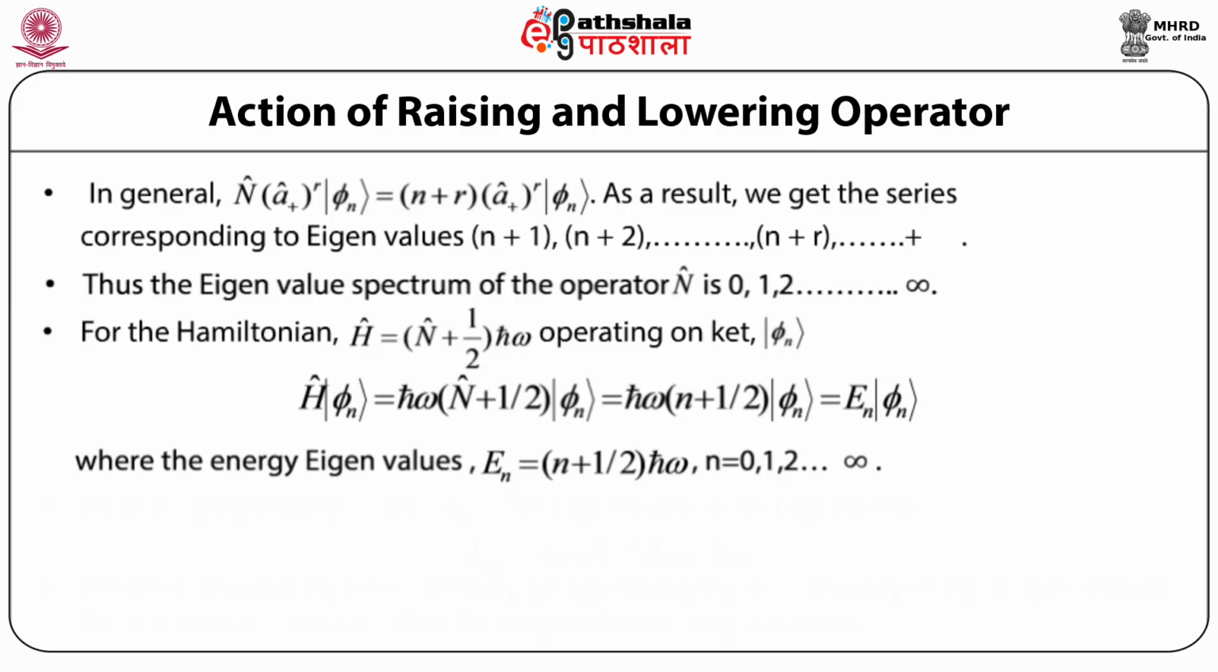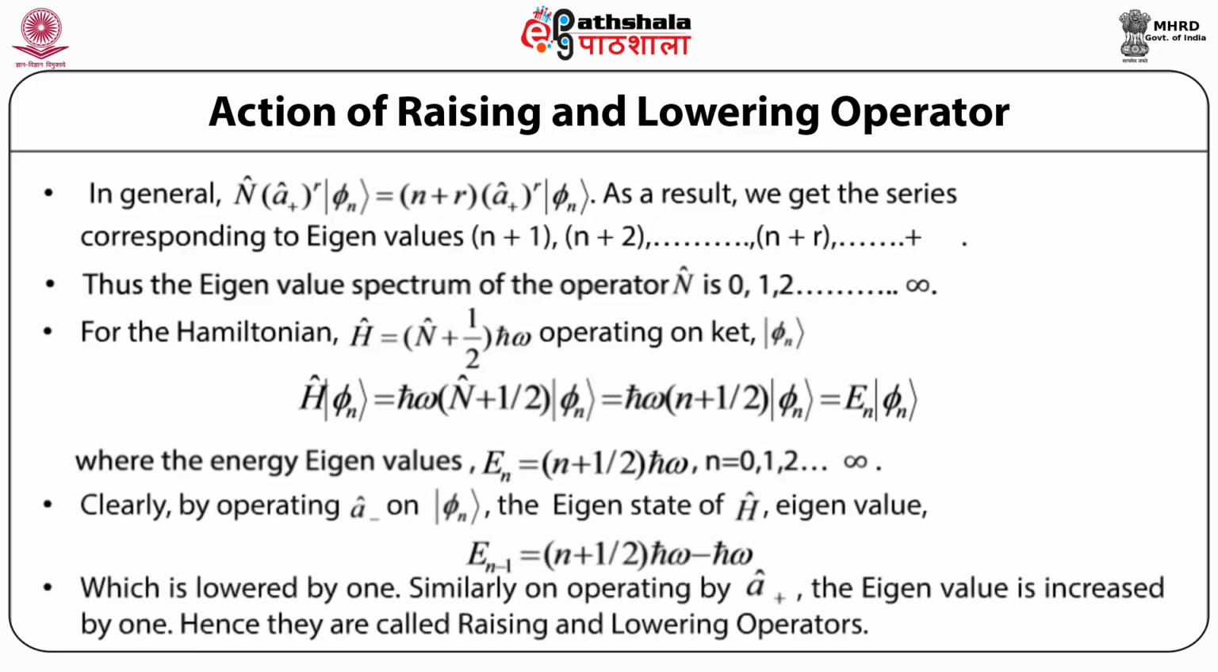This is equal to the energy eigenvalue times the eigenvector phi n, where the energy eigenvalue of the Hamiltonian operator is given by En is equal to n plus half within brackets whole times h cross omega, where n can vary from 0, 1, 2, 3 and so on till infinity.